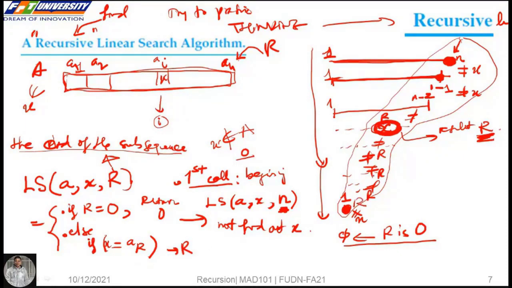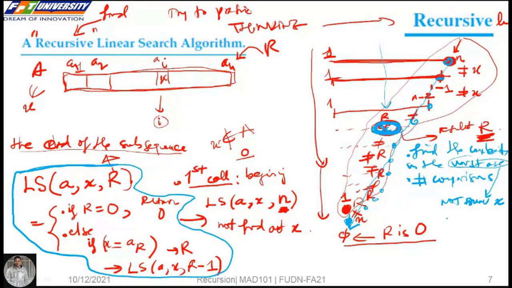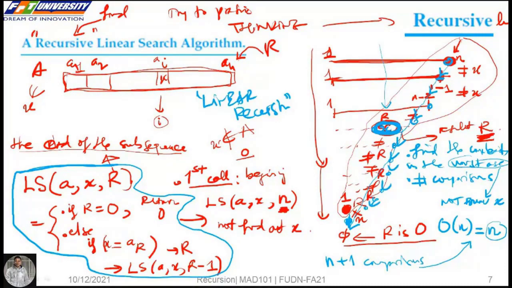If not, we restrict the search to the linear search LS(A, h, R minus 1). We want to find the complexity in the worst case. We want to count the maximum comparisons, so the complexity is n plus 1 comparisons. The recursive linear search algorithm is simple but not efficient.